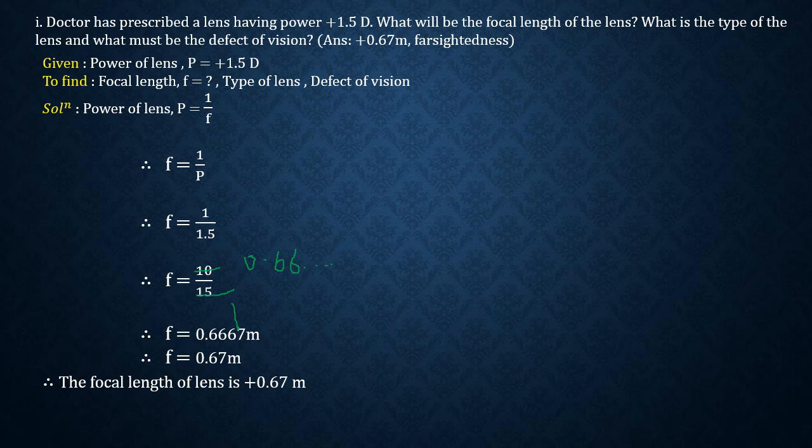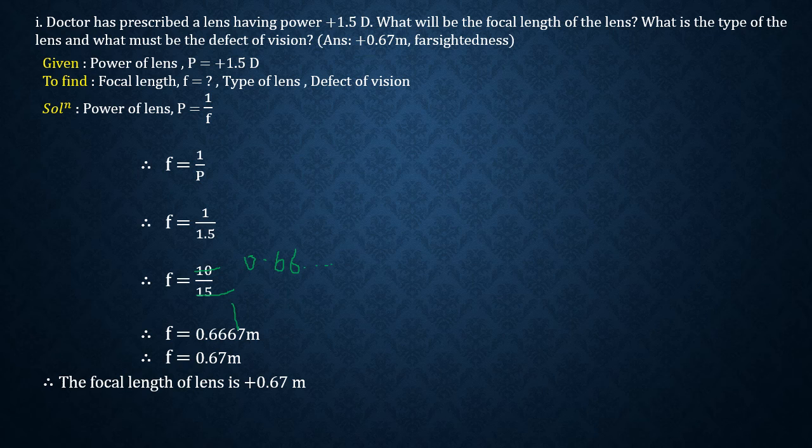Now as the focal length is positive, in which lens is the focal length positive? As you know, in a convex lens, when you draw the ray diagram, you have seen the focus is on the right side, and therefore the right side of the lens is positive, which means the focal length for the convex lens is positive.